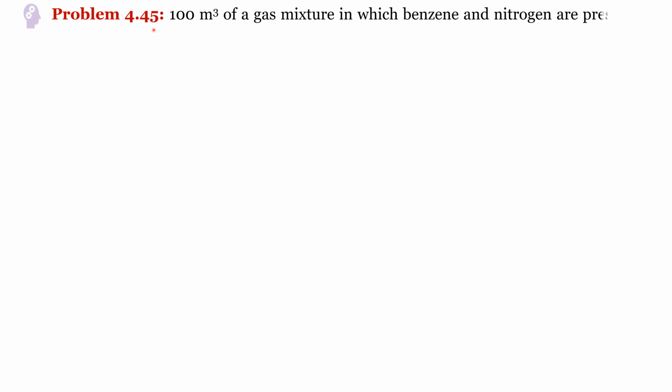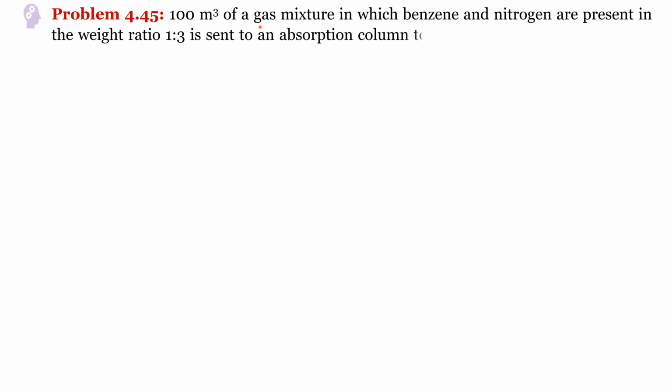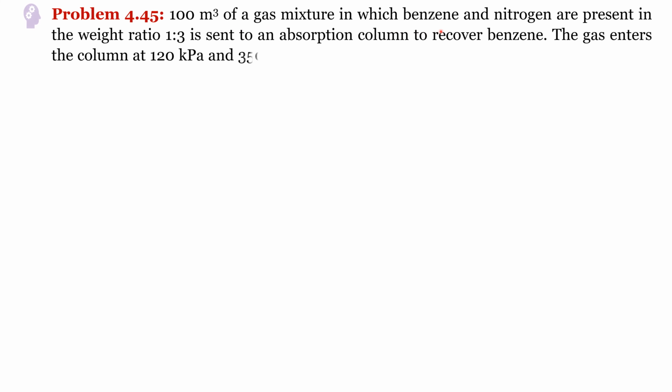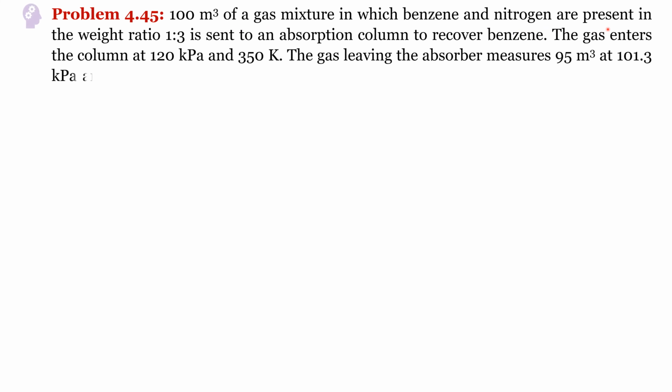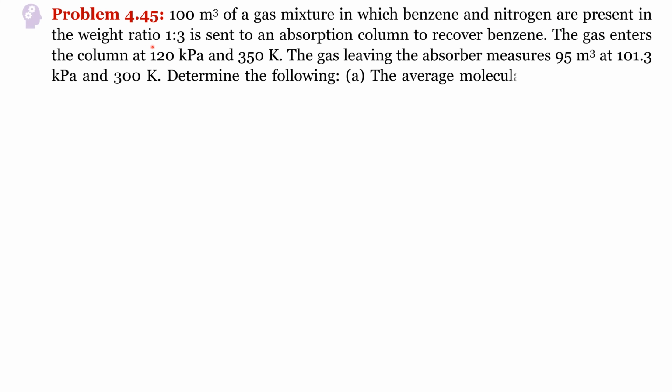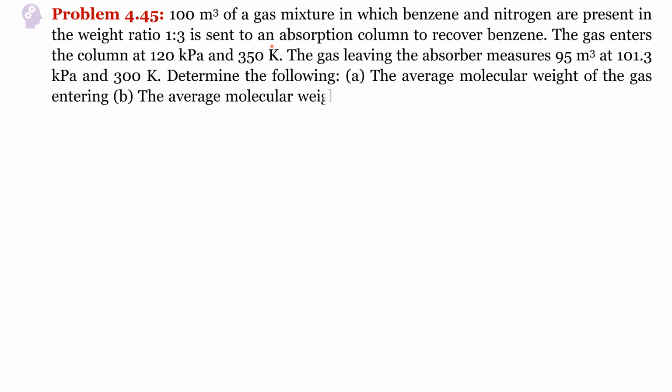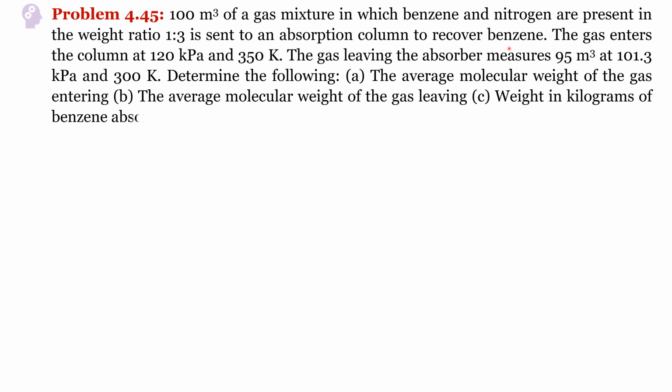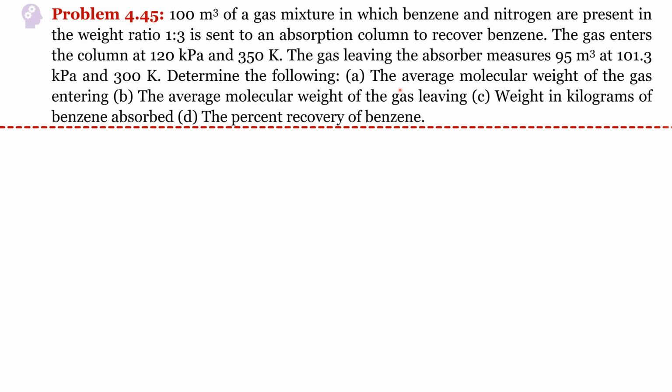Problem number 4.45. 100 meter cube of gas mixture in which benzene and nitrogen are present in the weight ratio 1:3 is sent to an absorption column to recover benzene. The gas enters the column at particular temperature and pressure, and the gas leaving the absorber measures particular volume and temperature and pressure. Determine the following: the average molecular weight of the gas entering.